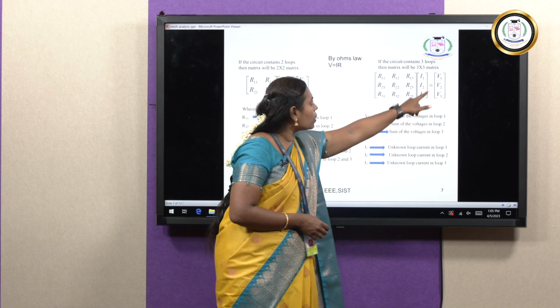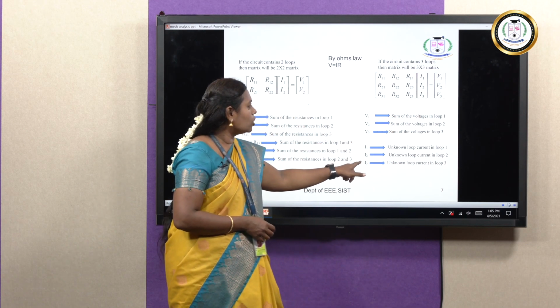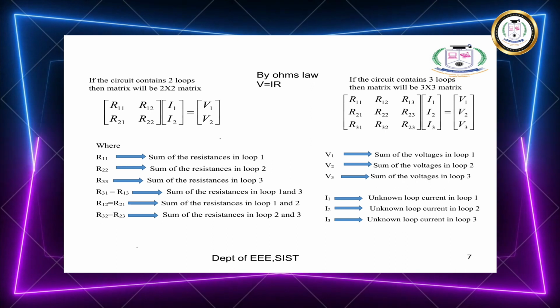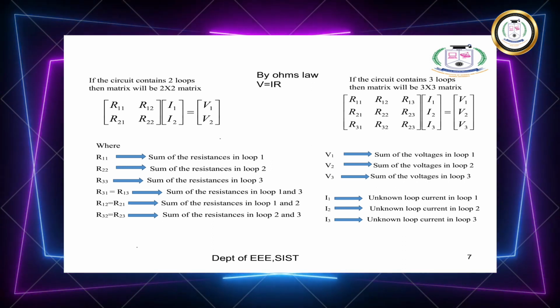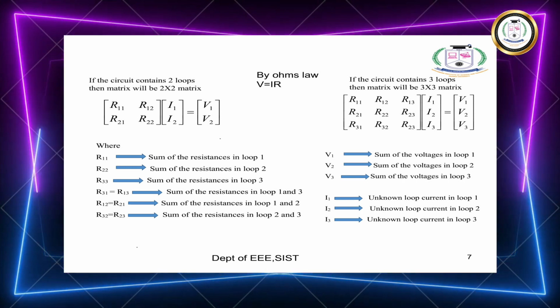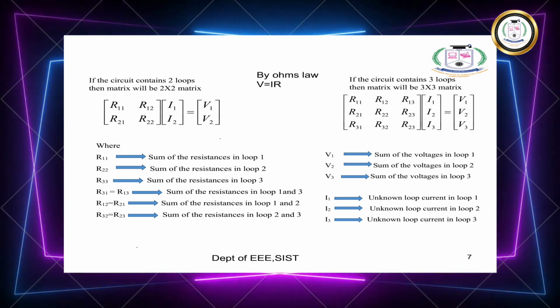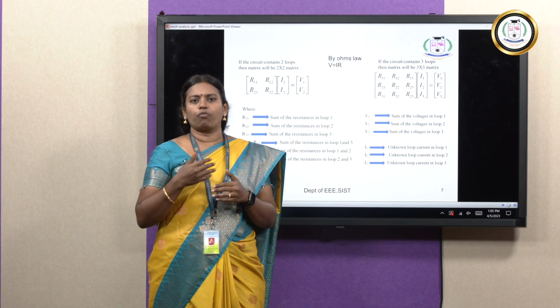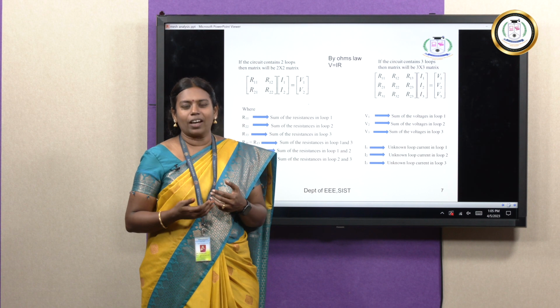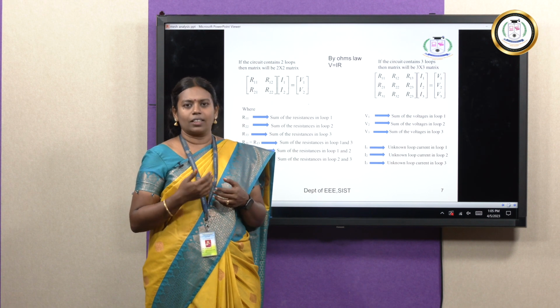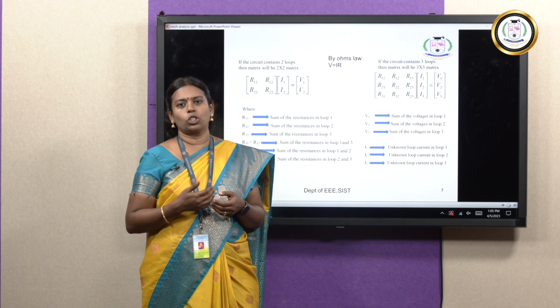Next we can see the explanation for I1, I2 and I3. I1 is the unknown loop current in loop 1. I2 is the unknown loop current in loop 2. I3 is the unknown loop current in loop 3. That means by means of mesh analysis, we can find the loop currents. So for that reason only we are going for our mesh analysis.